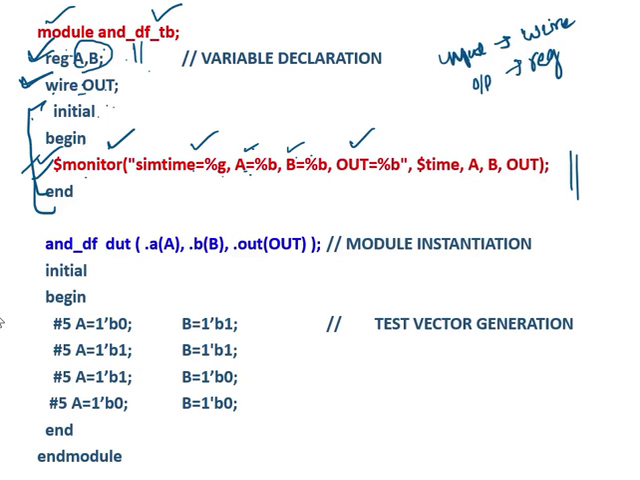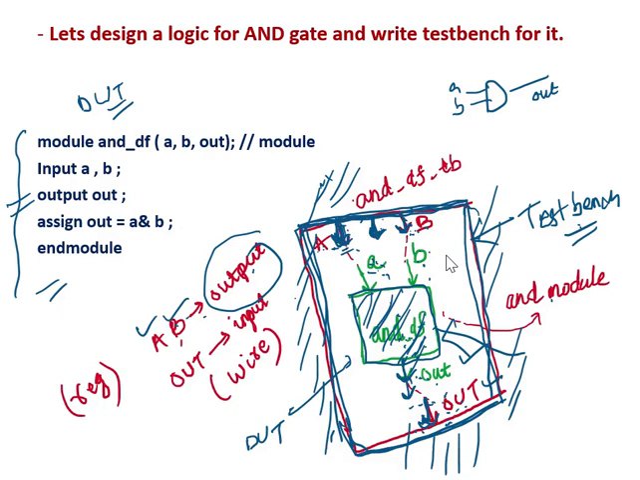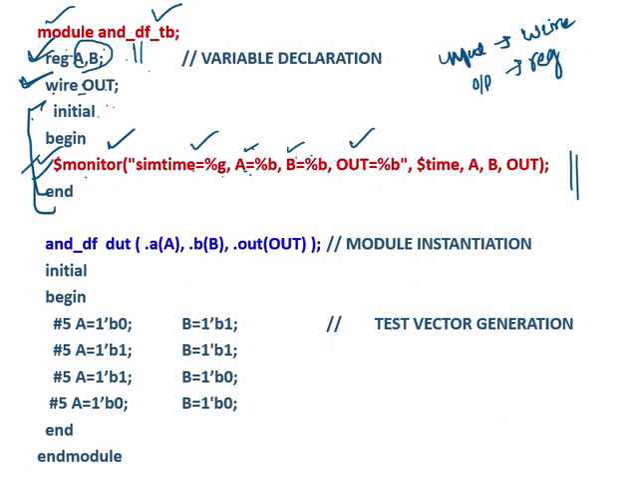Then this is module instantiation. Okay, inside the test bench, the bigger module is the test bench, and inside we have the smaller module, your design, your DUT. So when you are writing the test bench, definitely you should include the smaller part also. So here in the test bench we must have the smaller part. So this is and_df. So what we have to give, this name we have to give.